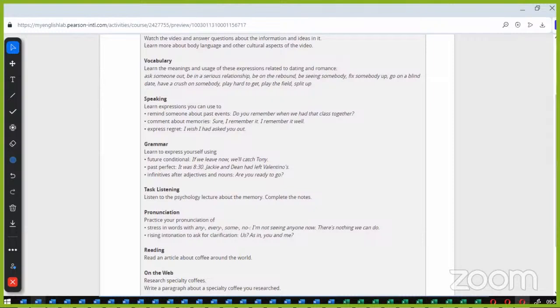Reading. Read an article about coffee around the world. On the web. Research specialty coffees. Write a paragraph about a specialty coffee you researched.